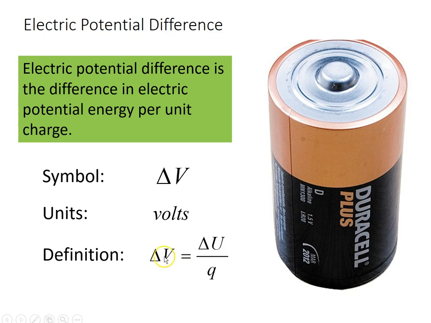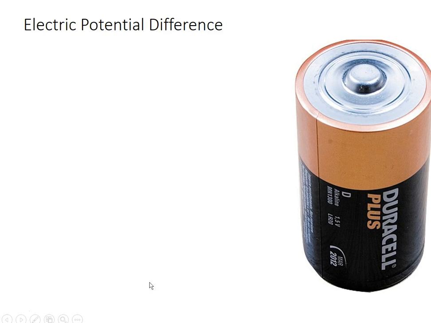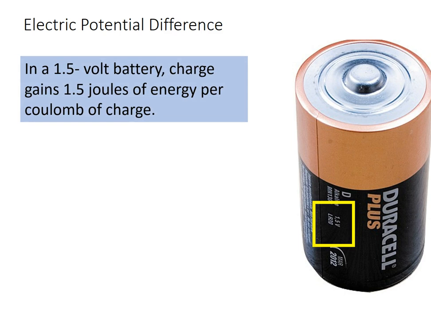Now, why is it joules per coulomb? Because look at the definition for electric potential difference. It is the difference in electric potential energy per unit charge. Okay, that's probably very confusing to you. Here's a more concrete way to think about it. Look at this battery. Look where it's highlighted there. It's a 1.5 volt battery. And here's how you can think about it. In a 1.5 volt battery, the charge passing through the battery gains 1.5 joules of energy per coulomb of charge.